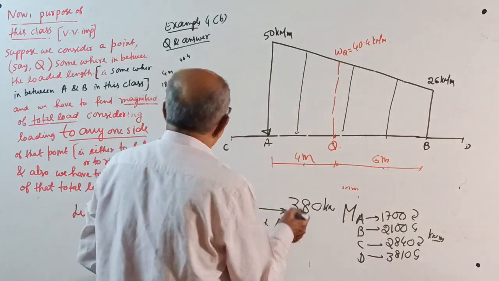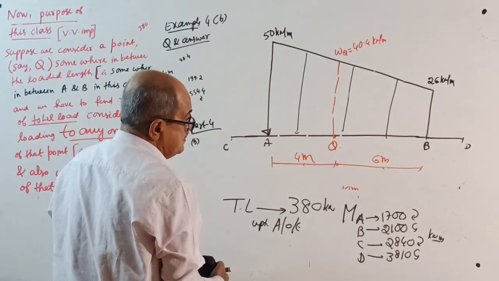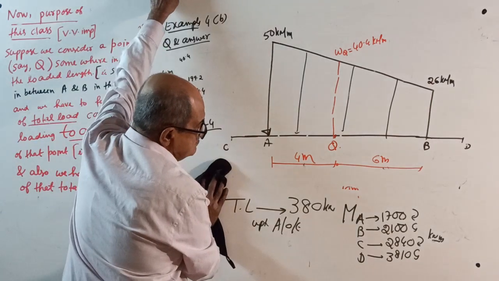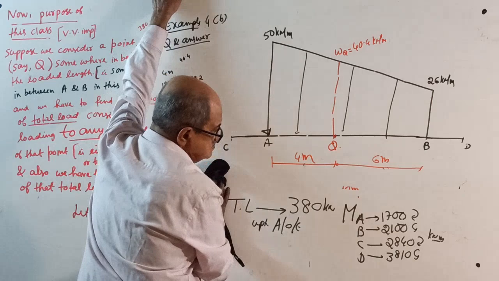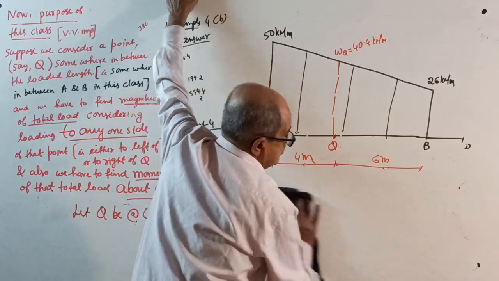Moment about total load is 380. I require 380 for checking purpose. Okay. Total load 380. Okay, sufficient. Anything else required? No. Nothing required. Okay.